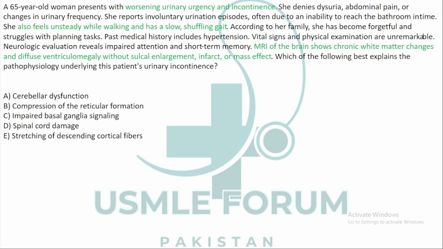Option C, impaired basal ganglia signaling. Again, that's classic for your Parkinson's. Shuffling, you have to think of shuffling gait, and yes, there would be some urinary incontinence, but it's not early. In Parkinson's disease, urinary incontinence is a very late finding when the disease is severe. So again, you don't need to think about Parkinson's disease.